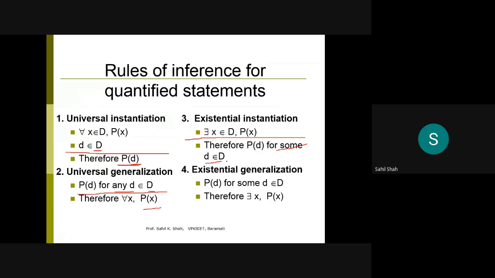Okay. Existential generalization. If it is known that P of d is true for some small d belonging to capital D, the conclusion will be there exists an x for which P of x is true.